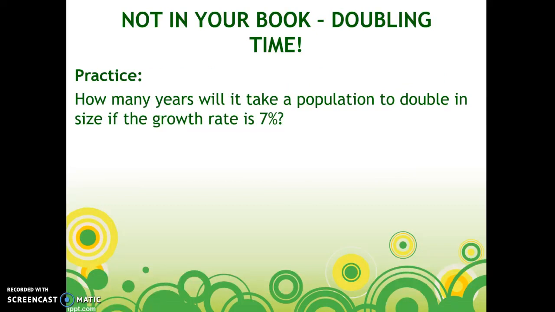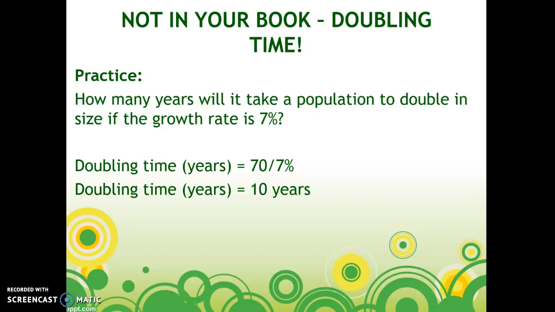The first practice problem says, how many years will it take a population to double in size if the growth rate is 7%? So all we're going to do is plug things into the equation. So doubling time in years is equal to 70 divided by the percent growth rate, and in this problem, it was 7%. So 70 divided by 7 leaves us with a doubling time of 10 years.